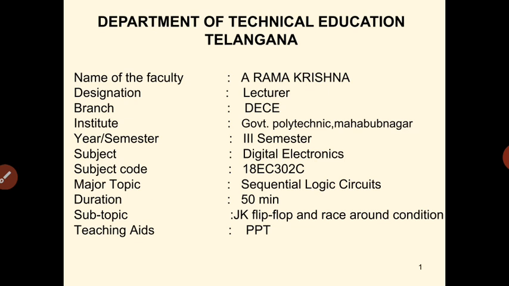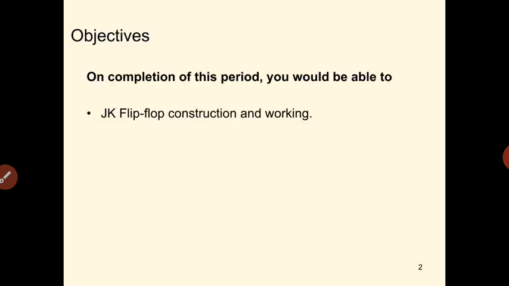So the problem that is there in the SR flip-flop, the combination of S equal to 1 and R equal to 1, which gives an invalid output, can be avoided by using the JK flip-flop. So the JK flip-flop is nothing but the extension or modification of the SR flip-flop. In today's lecture, upon completion, we will understand the JK flip-flop construction and its working.